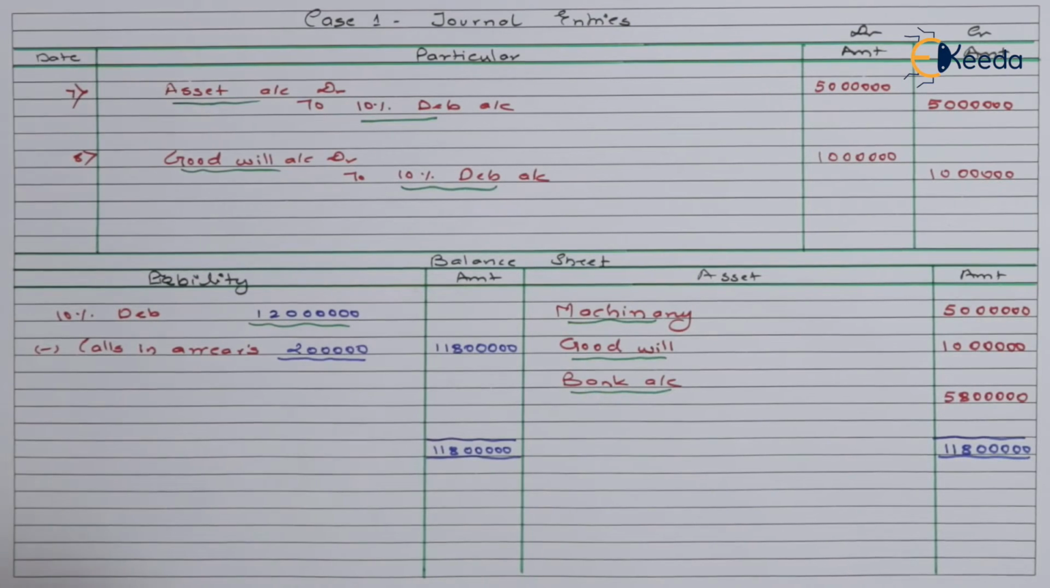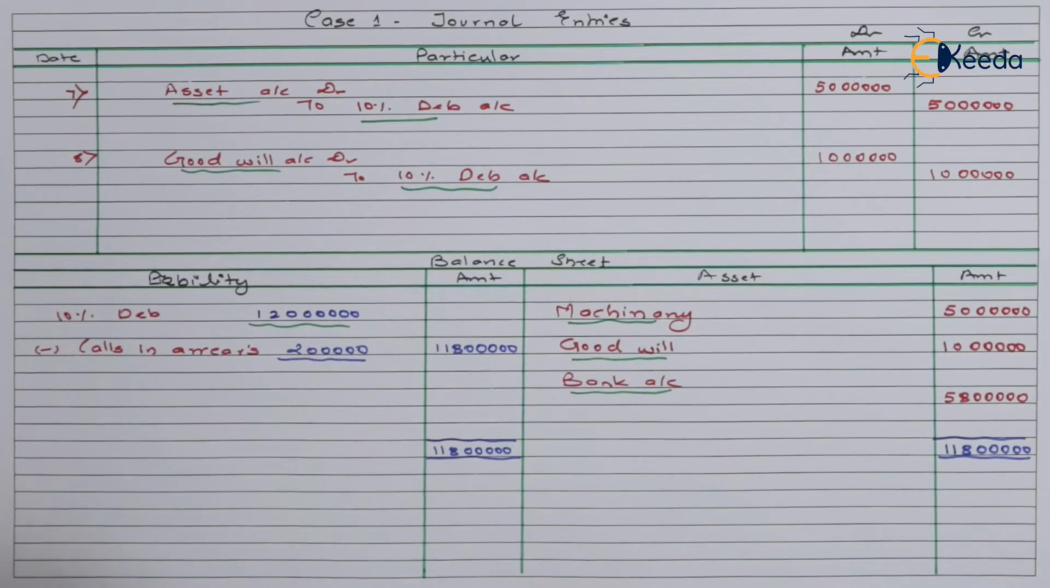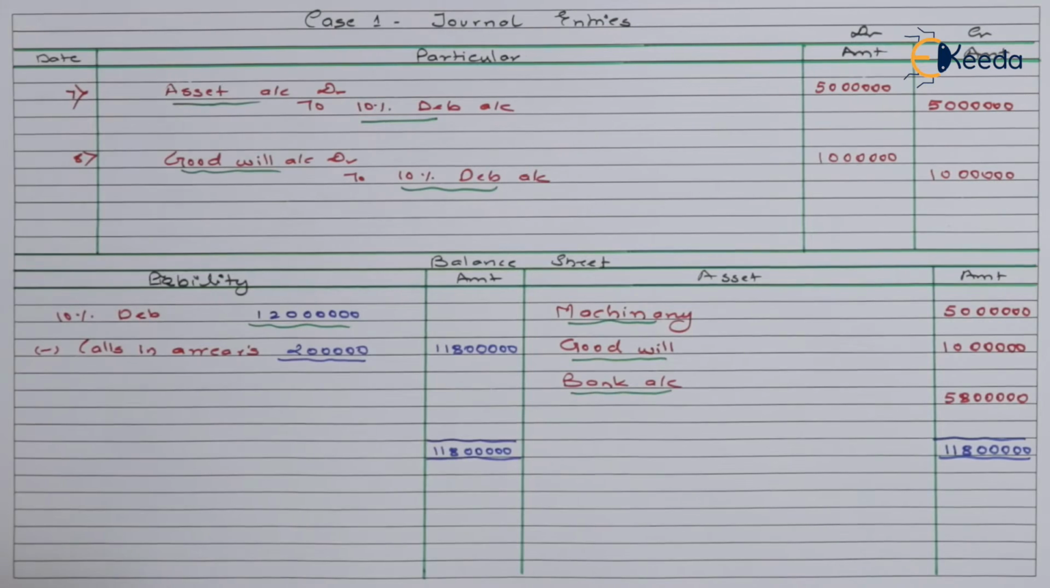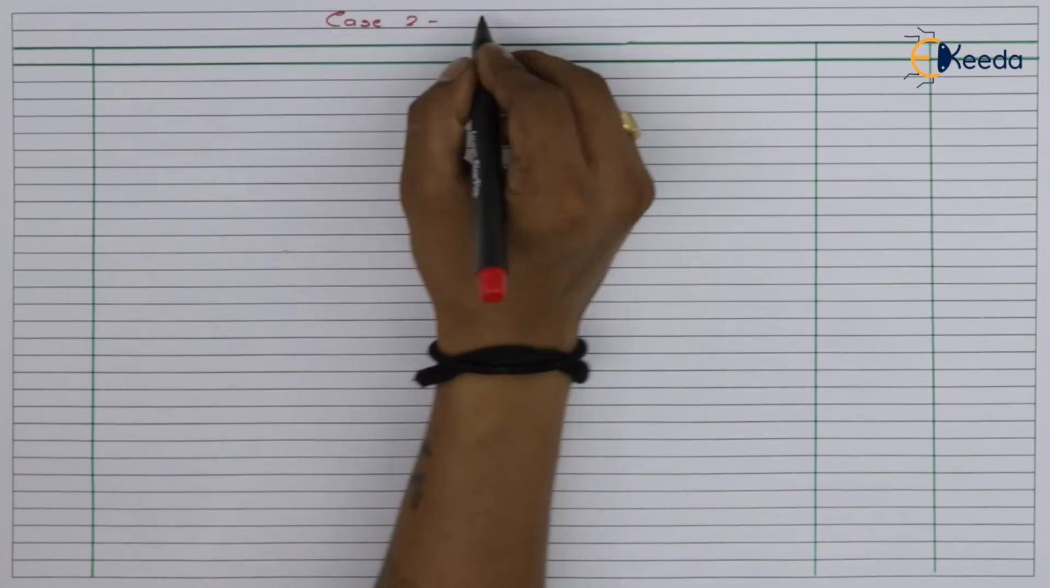So here it was a very simple example for you to understand how things work when it comes to preparation of balance sheet where consideration other than cash is the concept in issue of debentures. So this is what we had in case 1. Now we'll go and prepare the details of case 2, whereby journal entries will be passed. Let's start with that.